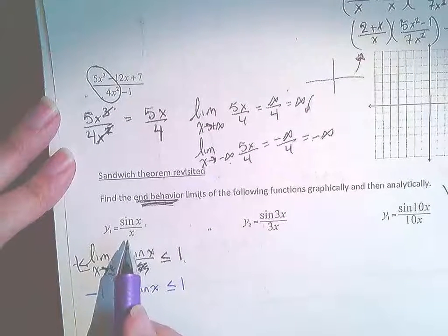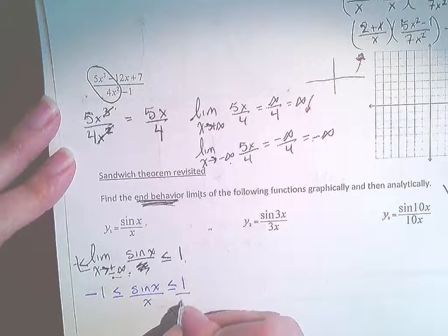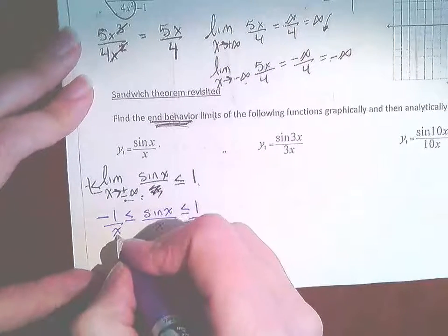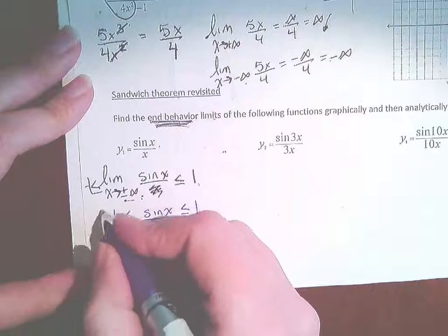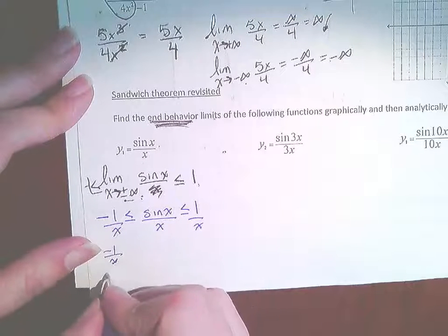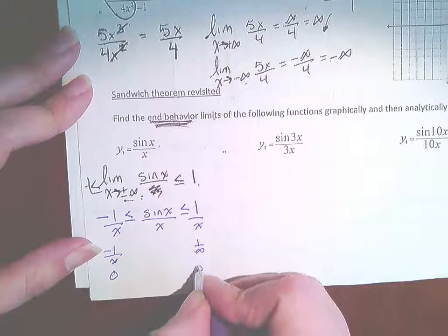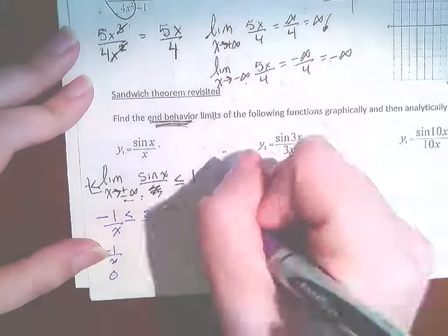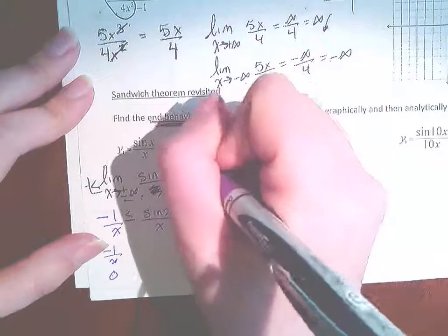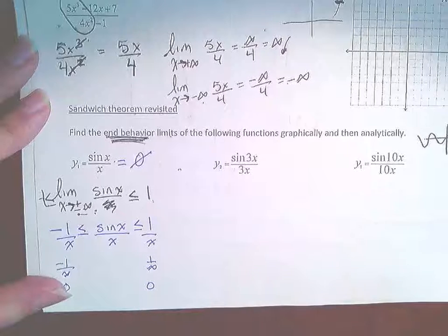Now this function right here, because it's divided by x, we're going to divide both sides by x. So we find the limit as x approaches infinity of this, and -1 over infinity is just 0, and 1 over infinity is just 0. So the end behavior of this is 0. Okay?